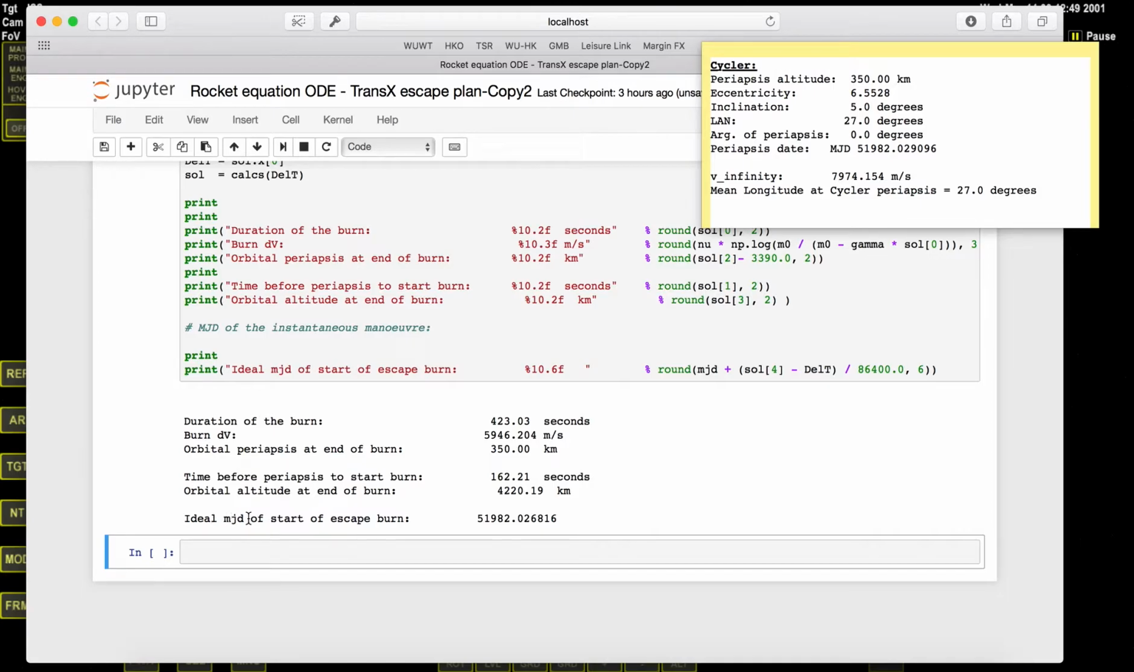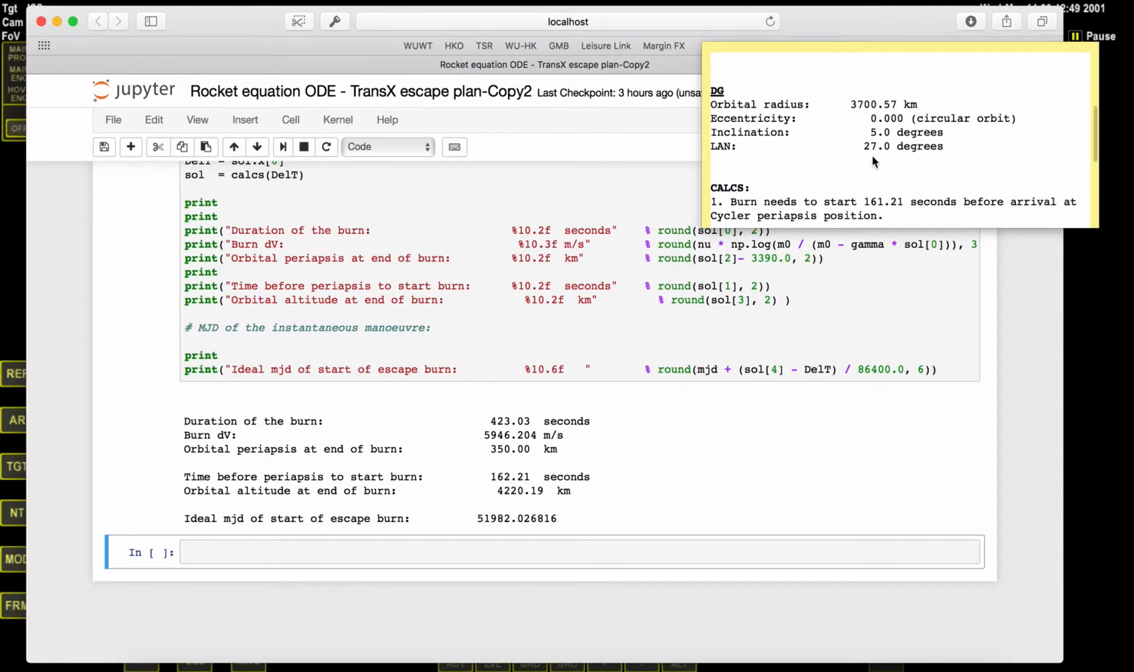And the ideal MJD of the start of our burn is 51982.026816 to 6 decimal places. Okay, so basically we have our burn parameters, and we require an orbital radius for our circular orbit of 3,700 kilometers, and then a bit of change, 570 meters.